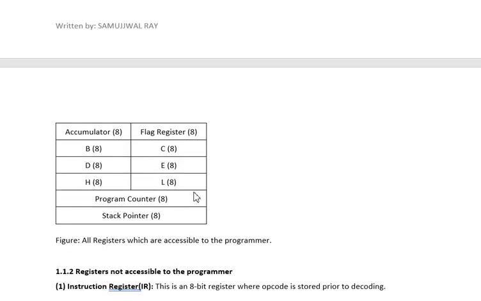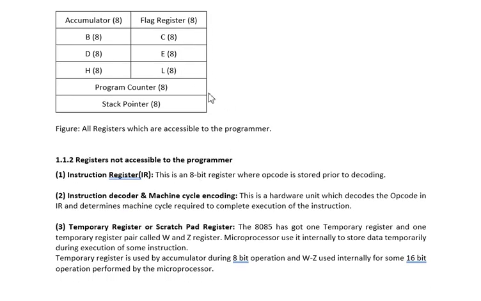Next, let me show you what you have gone through today. You can see here the accumulator is 8 bit, the flag register is 8 bit, out of which 5 bits are defined. Then we have learned about the 6 general purpose registers B, C, D, E, H, L, which can be combined together as the BC register pair, DE register pair, HL register pair. We have learned about the program counter. This is actually 16 bit, it's written wrong here, 16 bit, and this is the stack pointer, which is again 16 bit.